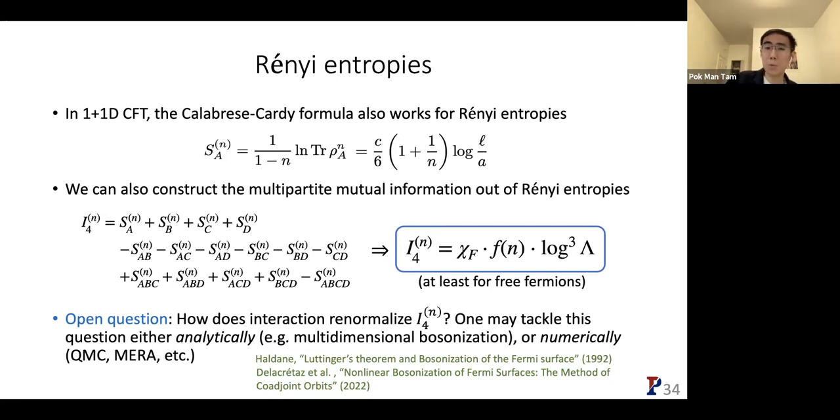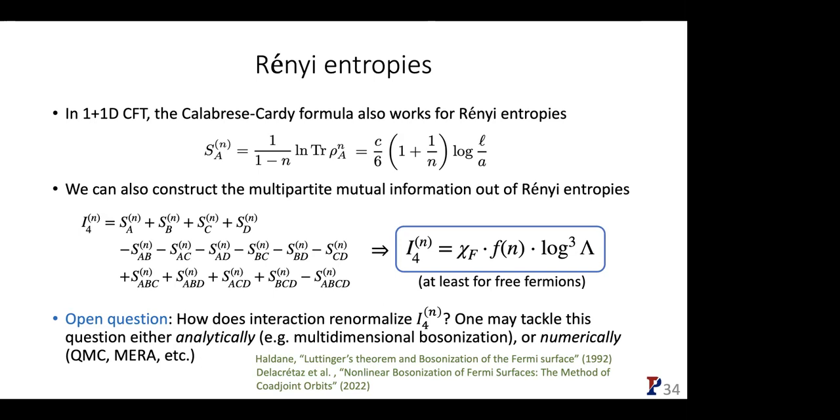Easier things to probe would be the Rényi entropies, and from the analytical perspective, we don't know how they will be renormalized by interactions. But if it is practical to calculate, then I would encourage people to try to calculate it, maybe in 3D, and see how it gets renormalized, or maybe in 2D also. It would be interesting to see, but I don't have anything conclusive to say in terms of the numerics.